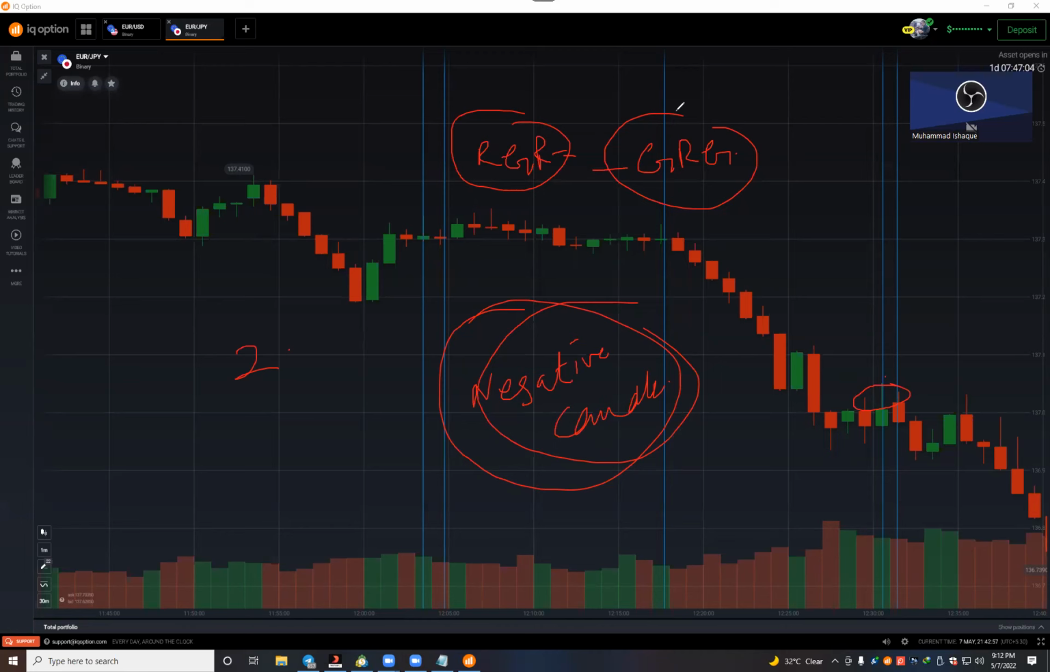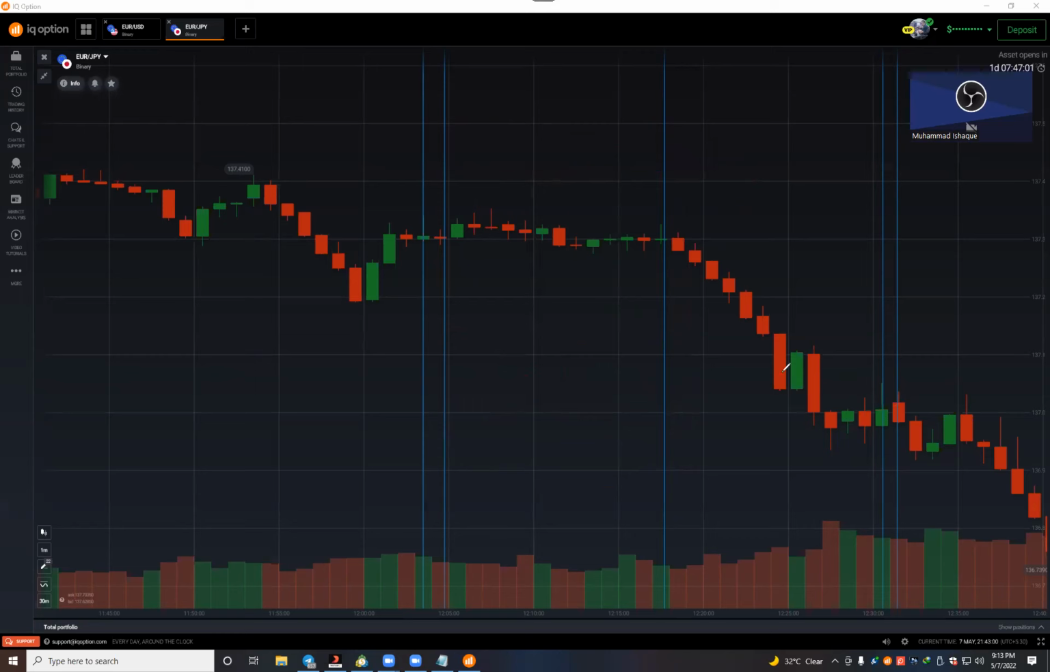And when you use the psychological patterns, you will find more psychological patterns. For example, red, red, green. What will be the next candle? Red. Red, green, red. What will be the next candle? Green. Again, red. So here we got 3 trades. If we use the same setups, other psychological pattern setups we can find, and we can increase the trades.